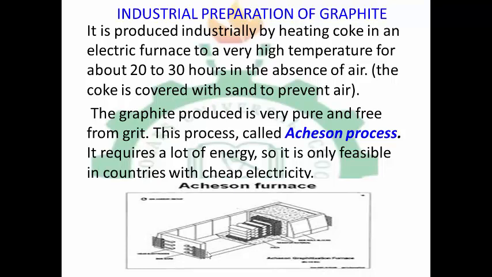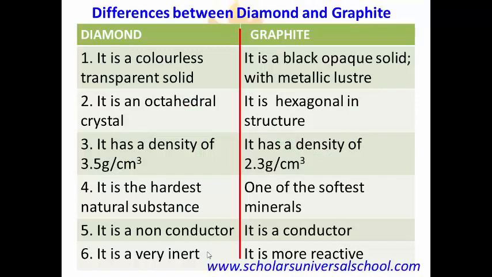Let us quickly look at the industrial preparation of graphite. So the process involved in production of graphite in the industry is called Atchison process, and this is done by heating coke for about 20 to 30 hours in the absence of air. So the air will be prevented from getting in contact with the coke, and it is usually done by using sand to cover the coke, and it will now be heated under that coverage.